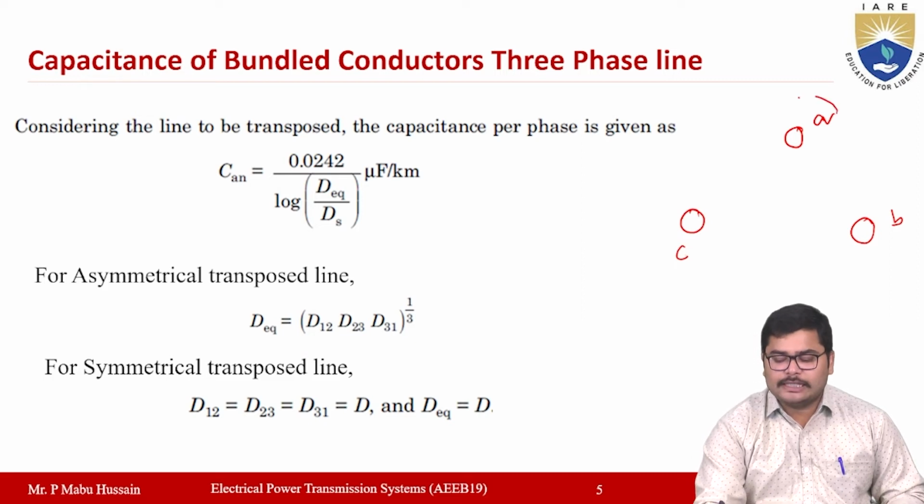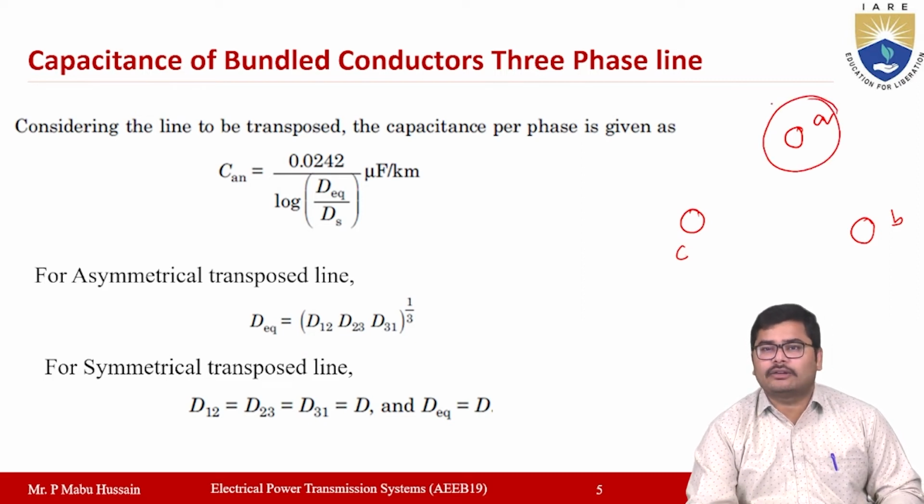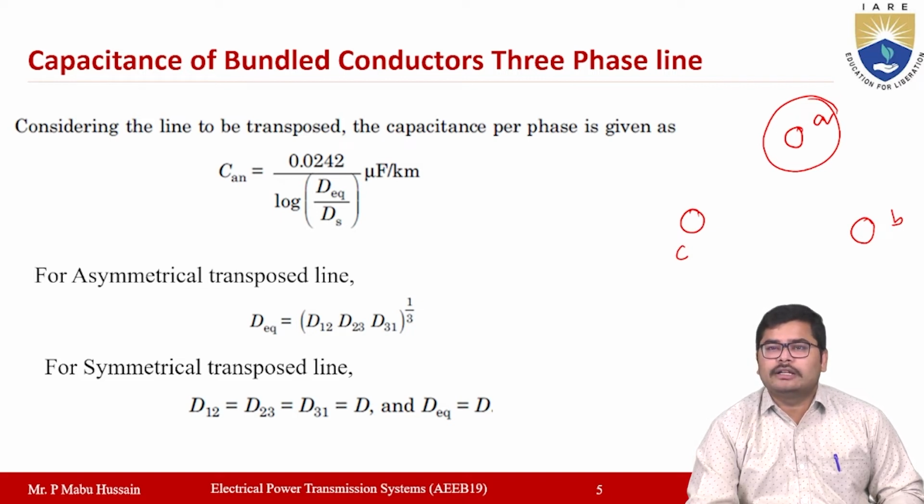Now, suppose each conductor is having a bundled conductor configuration, then the transmission line is called a bundled conductor three-phase transmission line. Right? If you are having one set of three phases, then that will become a single circuit bundled conductor configuration three-phase transmission line.